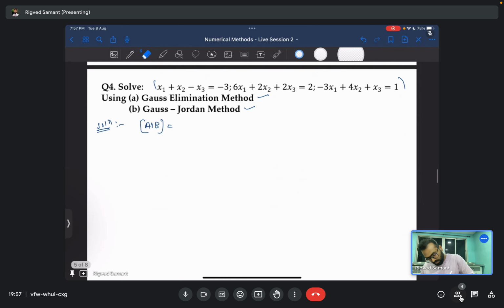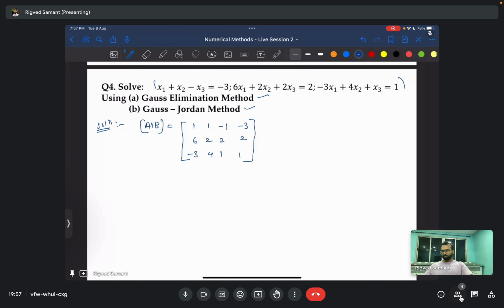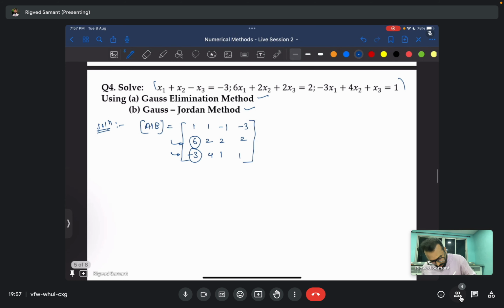A augmented B is 1, minus 1, minus 3, 6; 2, 2, 2, minus 3; 4, 1, 1, right? So in Gauss elimination, what we do, you know, right? You have to just make these values 0 using lower triangulation. So R2 would be R2 plus, how I am writing this, you are getting, right?